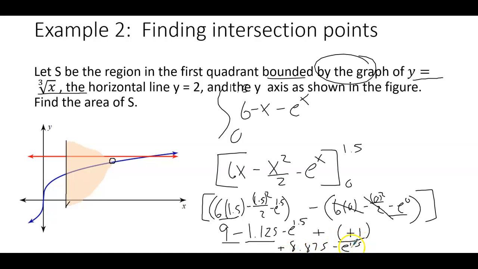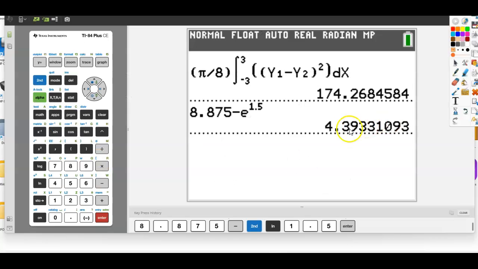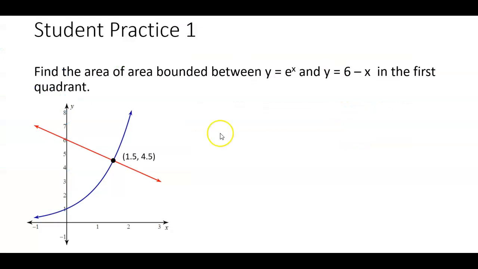Now if I subtract from that e to the 1.5 using my calculator, I would get about 4.393 if you wanted to round it to the nearest thousandths, which is what we usually do. Okay, and so there you guys have it. That's how you can find the area between two curves.